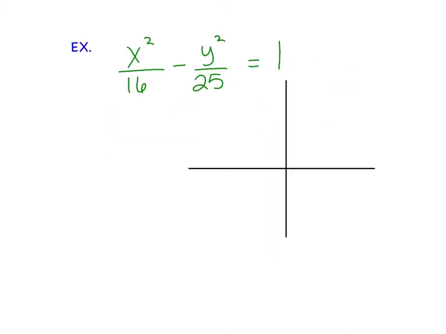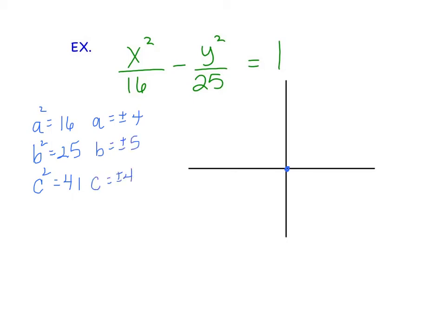Okay, we're going to start off with a fairly simple example. We have the center at 0, 0, so that's very nice. We know that a squared is the first, so it's 16. B squared is the other number, that's 25. C squared is going to be 25 plus 16, which is 41. So a is plus or minus 4, b is plus or minus 5, and c is plus or minus the square root of 41, which is a little bit less than 7.